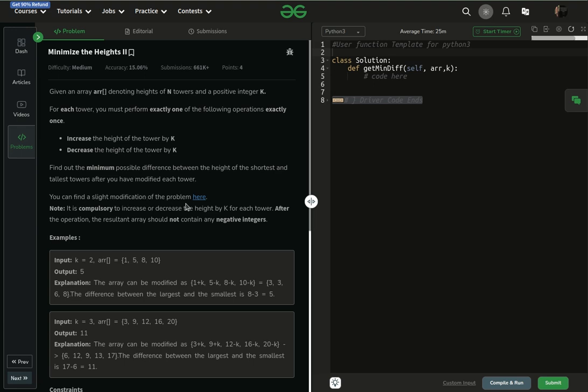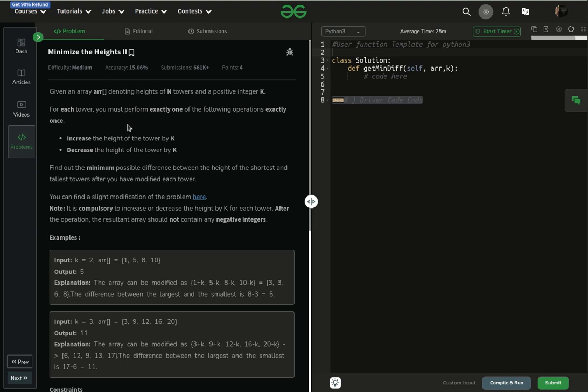So you guys can see, there is a note also. It is compulsory to increase or decrease the height by k for each tower. After the operation, the result array should not contain any negative integers. Okay, so these are some points we need to take care of while solving this question. So basically, let's break down the question.